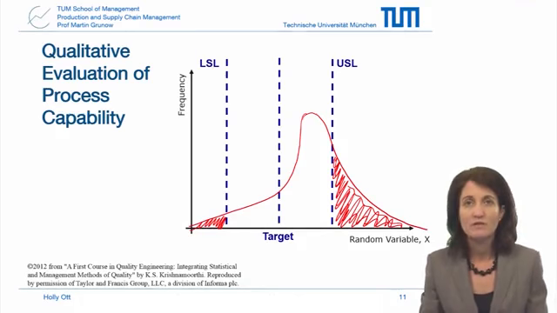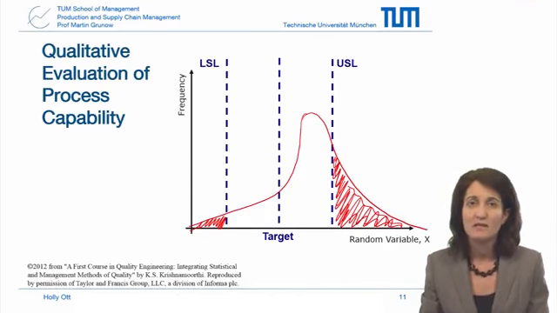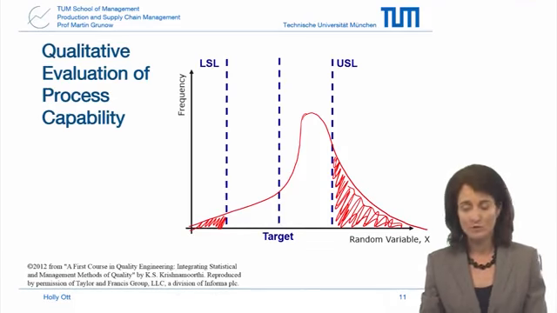So here we can make use of capability indices, which provide numerical measures quantifying the capability of a process. And the two most common process capability indices are CP and CPK, which we will define now.